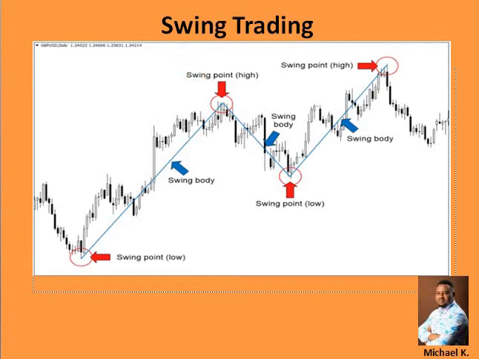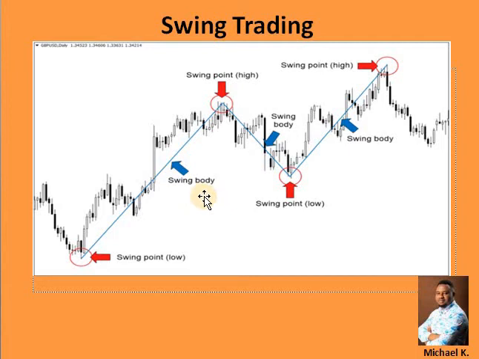Now, looking at this chart to explain swing trading a little more, you find out that we have a swing here and we also have another swing here. This is called the swing points. This is swing low, this is swing high. The distance between them is measured in pips, like we discussed in the previous class. Now, this distance is called the swing body.